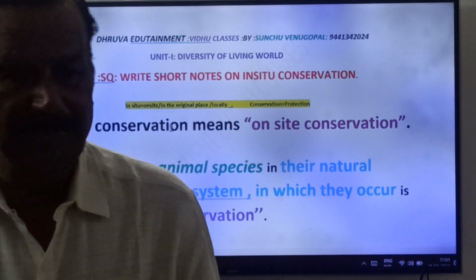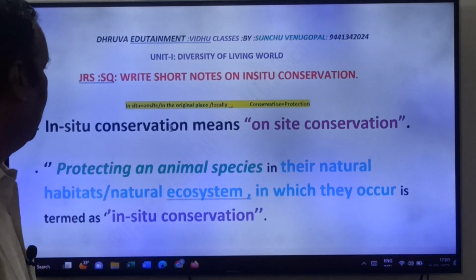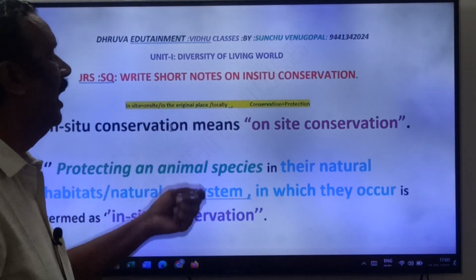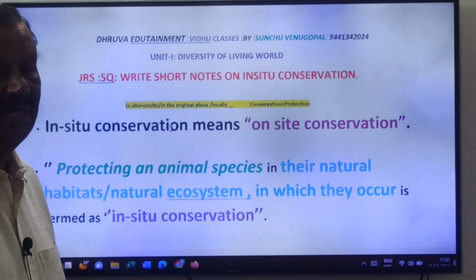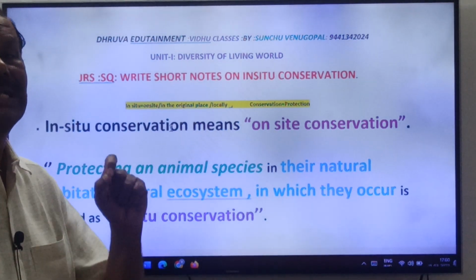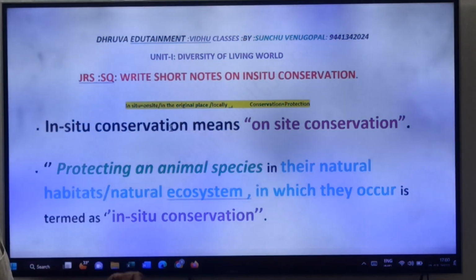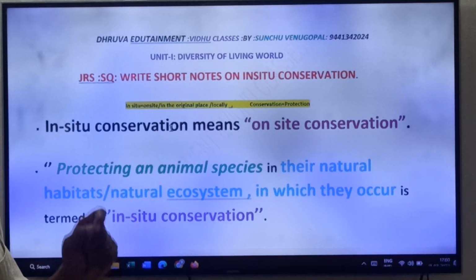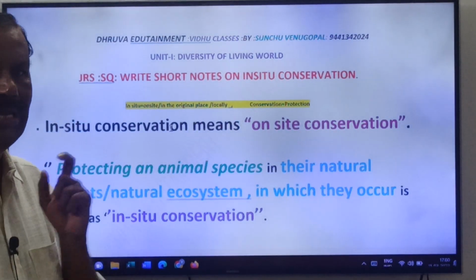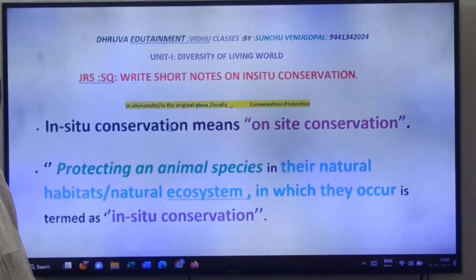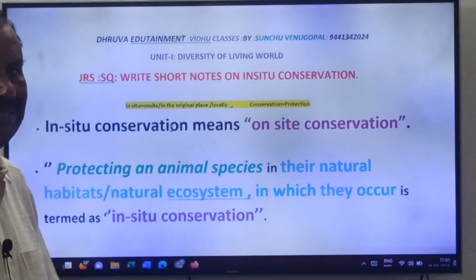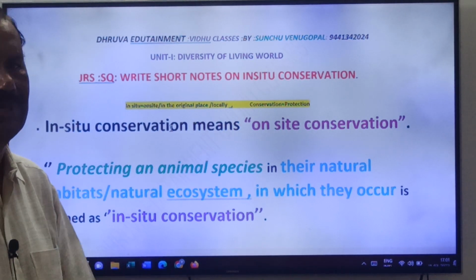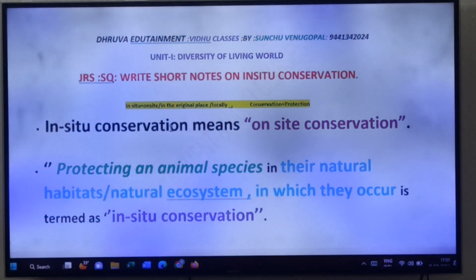First you should know what is meant by in situ. In situ means on site, or in the original place, or locally. Conservation means protection: protection of biodiversity, protection of endangered species. So this is the meaning of in situ conservation.